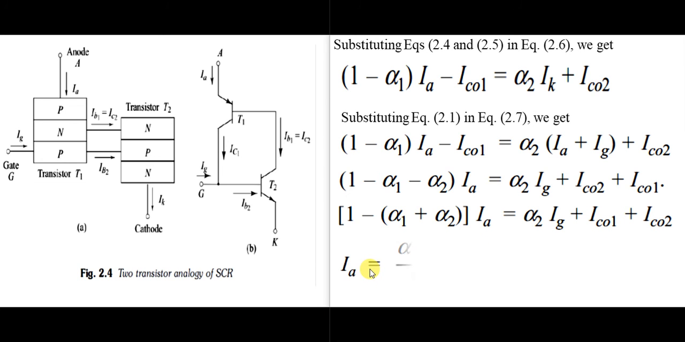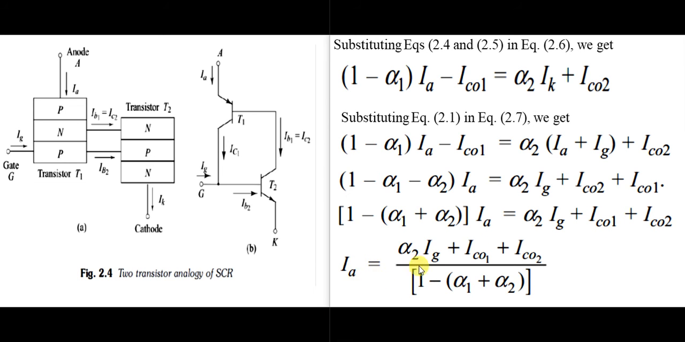Solving it further, I get IA. I have taken IA common: alpha 2 IG plus ICO1 plus ICO2, this as it is, divided by this. So this is the foundation equation, and from this equation we are in a position to explain how this regenerative feedback is formed.